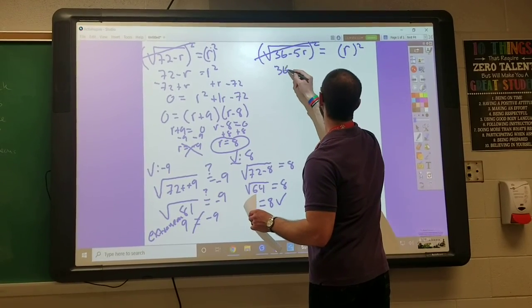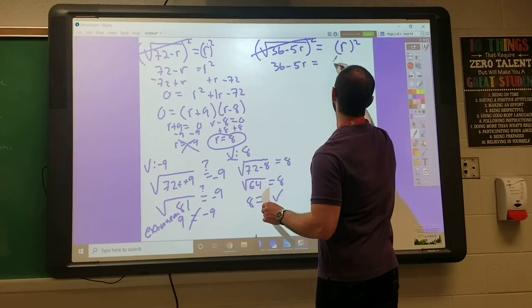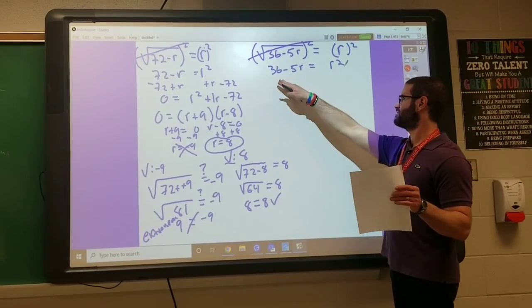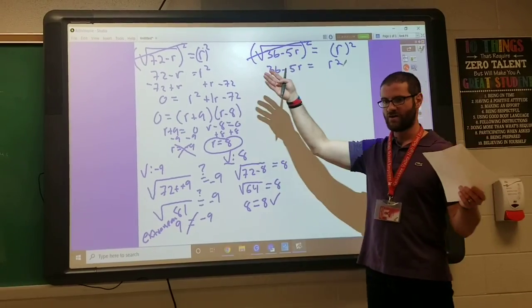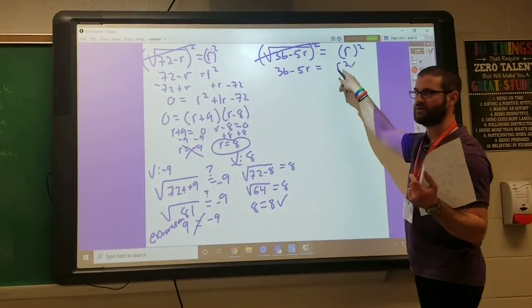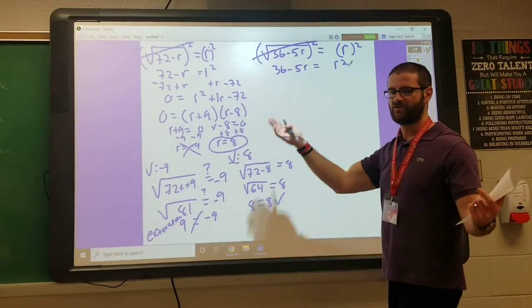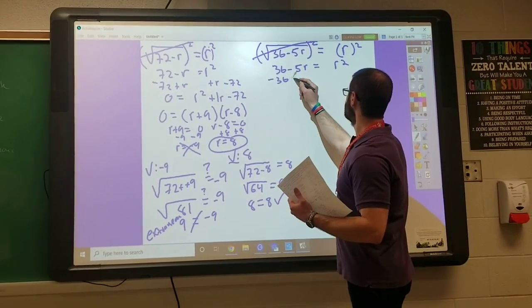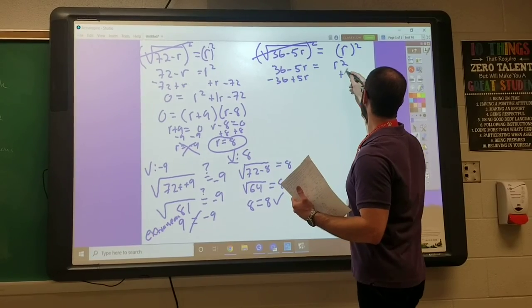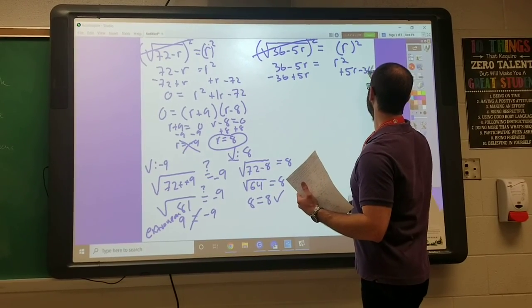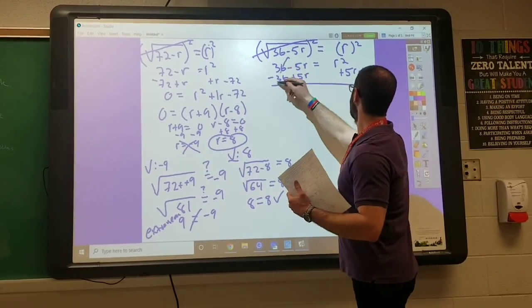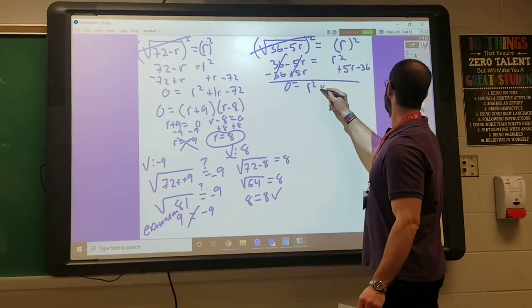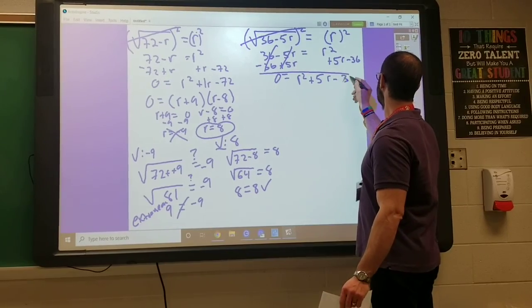So I have 36 minus 5r equals r squared. Remember, I need to have this side equal to 0 because it's a quadratic equation. We know it's quadratic because it has an r squared, or could have an x squared, some variable squared. So I'm going to subtract 36, add 5r to both sides. So 0 is now on the left side, and I have r squared plus 5r minus 36.